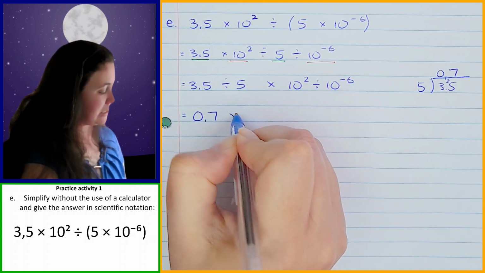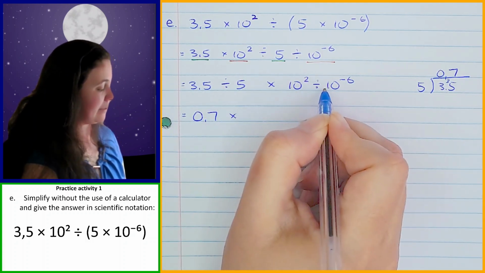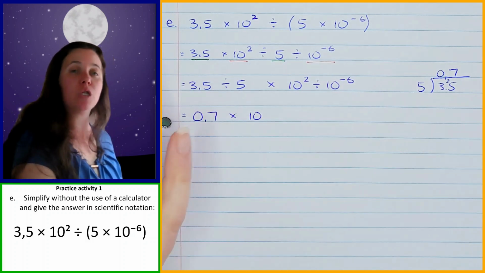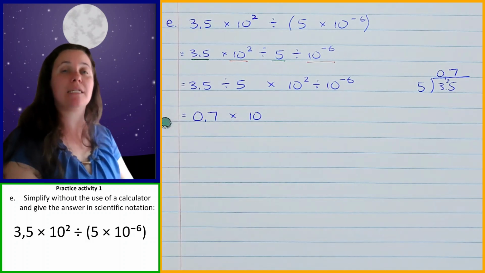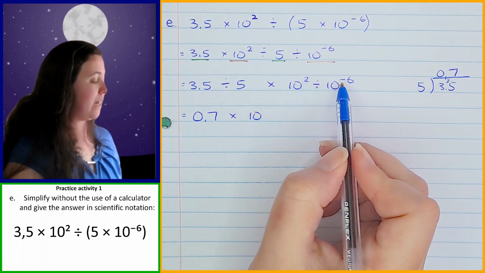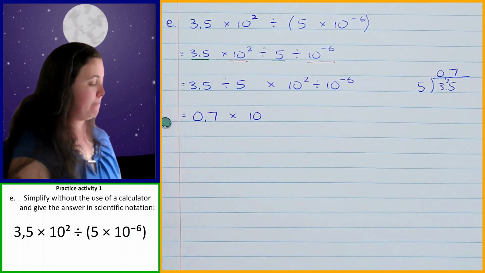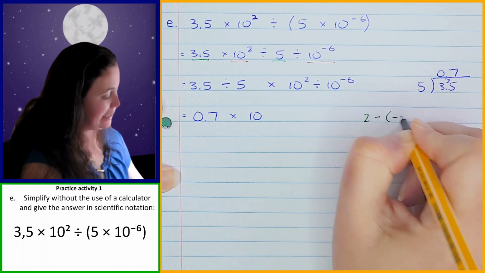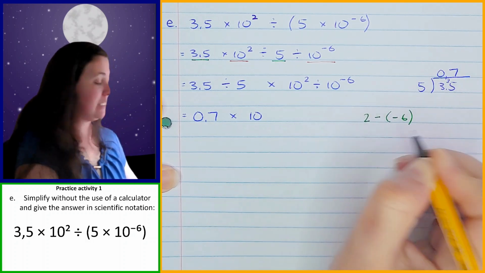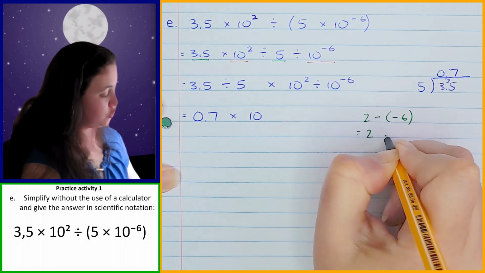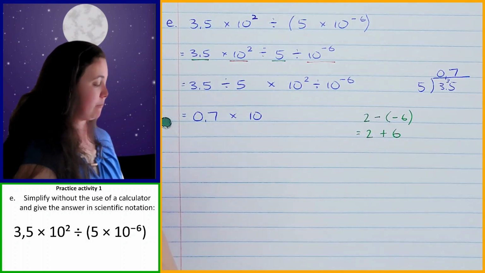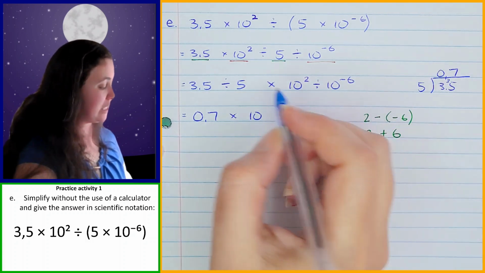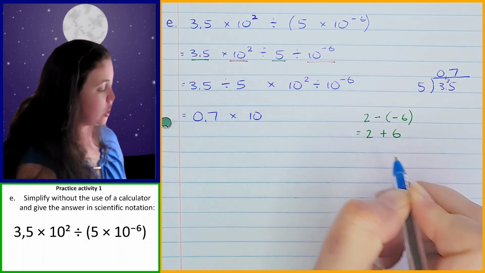Then over here, I've got times 10 to the power of 2 divided by 10 to the power of negative 6 is 10 to the power of, and now because we're dividing, we need to subtract the exponents. So 2 minus negative 6. Now remember, when you subtract a negative number, the 2 minuses become a plus, so it becomes 2 plus 6. So when I subtract negative 6 from 2, it's the same as adding 6 to 2. So that's going to be 2 plus 6, which is 8.